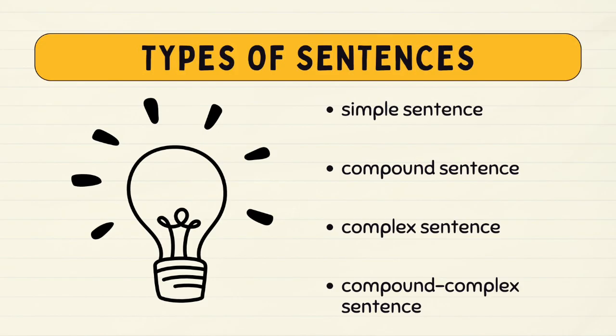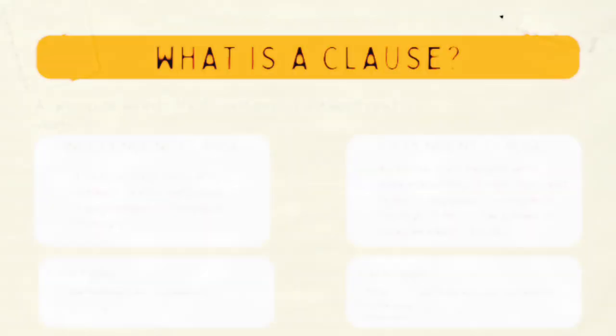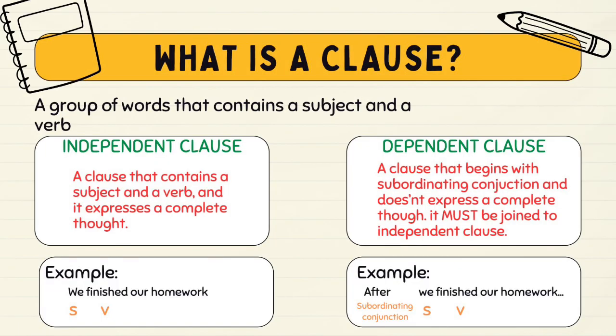There are 4 types of sentences. The first is simple sentence, the second is compound sentence, the third is complex sentence, and the last is compound complex sentence. Before learning more about types of sentences, let's talk about a clause.